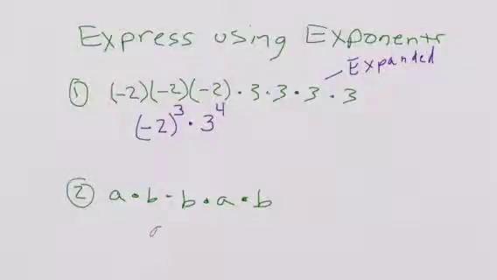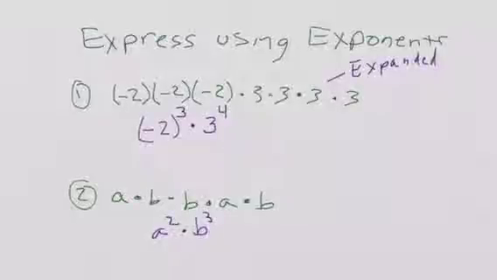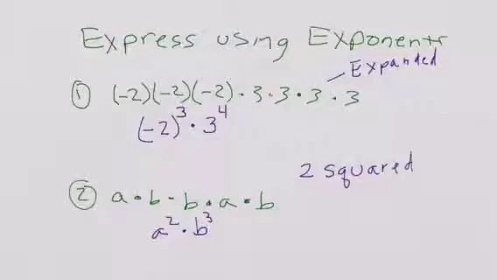So the second one is going to be a squared. Now, if I have more than one variable, I'm going to use the alphabet to determine what order I'm going to put them in. A comes first in the alphabet, so it's going to be a squared times b cubed. If the exponent is 2, we say that it is squared, and if the exponent is 3, we say that it is cubed. Now to completely simplify this, it would be a squared b cubed.